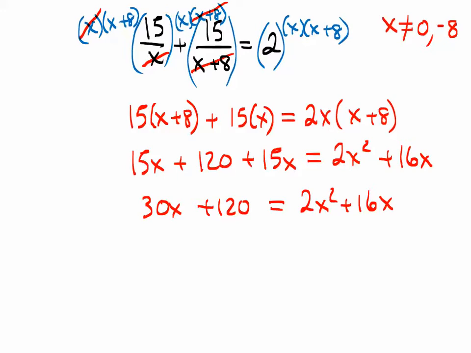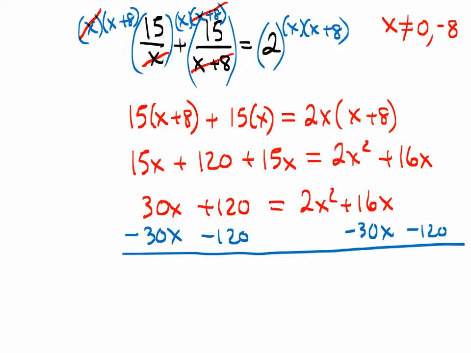So let's see, let's move everything over to the right hand side. So let's subtract off the 30x, subtract off the 120, 0 equals 2x squared, and minus 14x, and minus 120. All right, your job to finish it off from there.